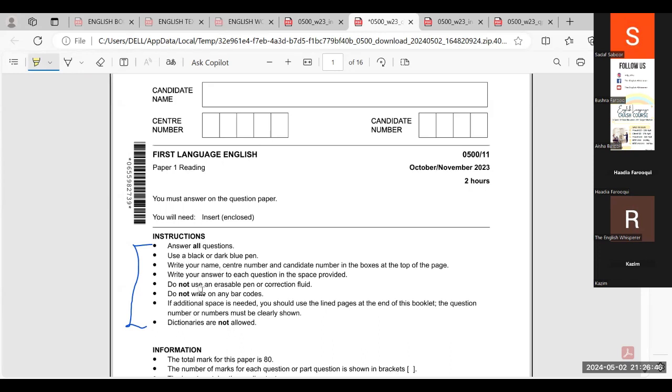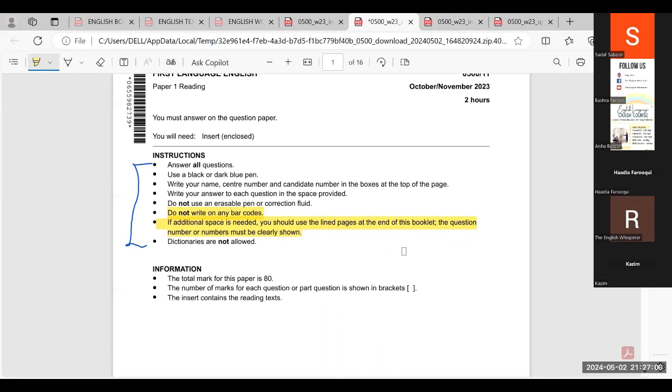Something as simple as do not write on any barcodes, right? It's just simple stuff. Things like, I know somebody will ask me this question: if additional space is needed, you should use the lined pages at the end of this booklet. The question number or numbers must be clearly shown. So they're answering that question on the cover sheet.